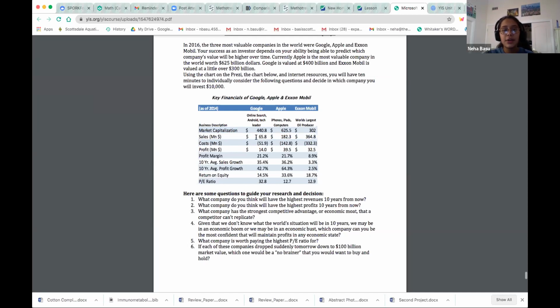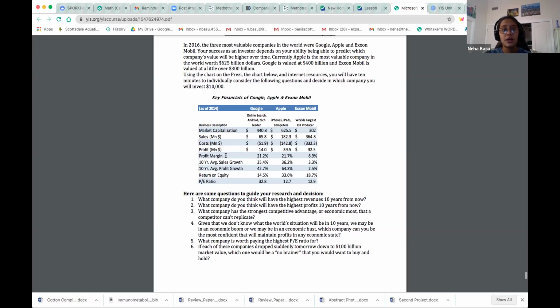And if you guys don't know, parentheses means that you subtract. So the formula for profit is revenue minus costs. So it's going to be the $65.8 million divided by $51.9 million, and that's going to end up around 14. So that's how you calculate this profit here. And the same thing applies for Apple and ExxonMobil.